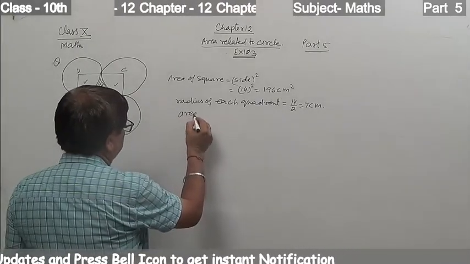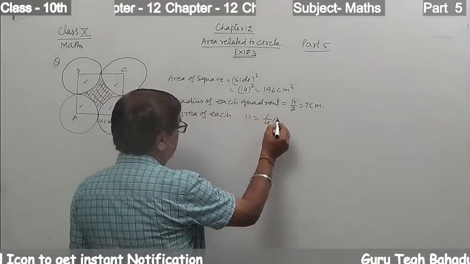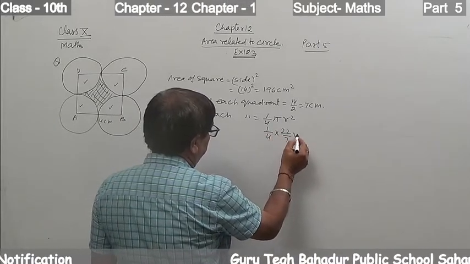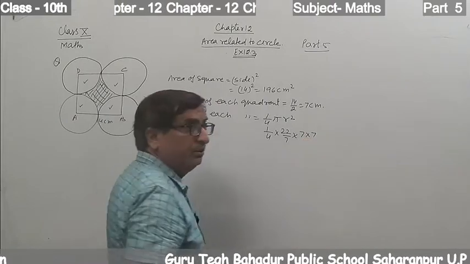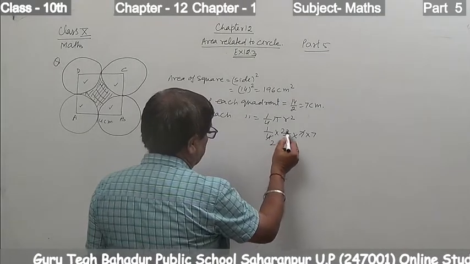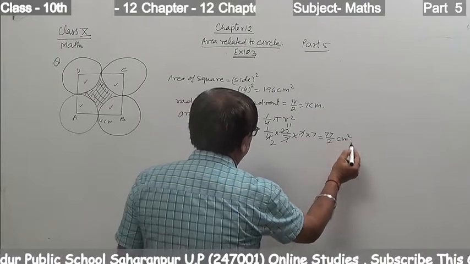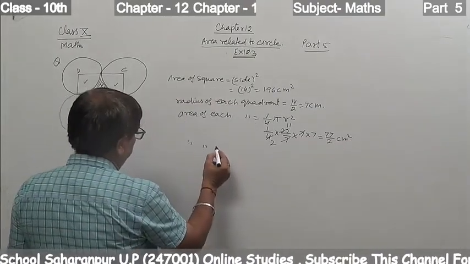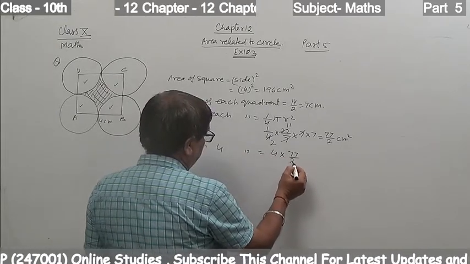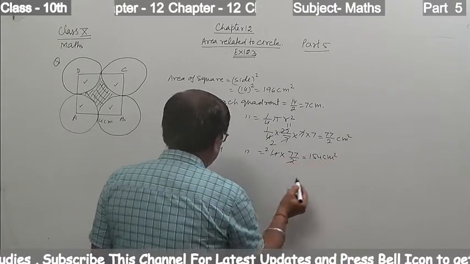Area of each quadrant is 1 upon 4 pi r square, 1 upon 4 into 22 upon 7 into 7 into 7. 7 cancels with 7, 2 2s are 4, 2 11s are 22, so 77 upon 2 centimeter square. Area of 4 quadrants, 4 into 77 upon 2, that is 154 centimeter square.